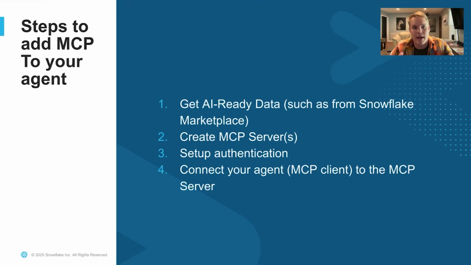So as a refresher, the steps to add MCP to your agent: the first thing you need to do is to get AI-ready data. This could be from the Snowflake Marketplace, like we'll do in this hands-on lab, or data that's in your Snowflake account already. Then you want to create MCP servers for this data, connecting to search services, analysts, and eventually agents. You want to set up authentication. This could be OAuth, which is supported in our managed MCP server, or PAT, as we'll do in the hands-on lab today. And then last, you'll connect your agent, the MCP client, to the MCP server. Then we're ready to go.